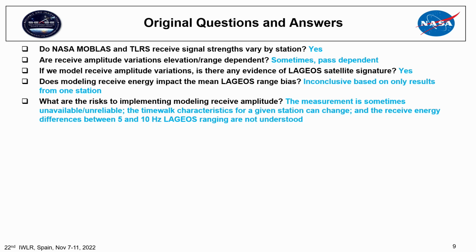Does modeling receive energy impact the mean Lageos range bias? I only looked at MOBLAS 4 and Yarragadee 4, and there didn't seem to be much change in range bias, but it's inconclusive. I need to do this analysis at other stations. And what are the risks to implementing modeling of receive energy amplitude? The measurement is sometimes unreliable or unavailable, and the discriminator characteristics for a given station can change over time. And the receive energy differences between 5 and 10 hertz Lageos range are still not well understood. Thank you.